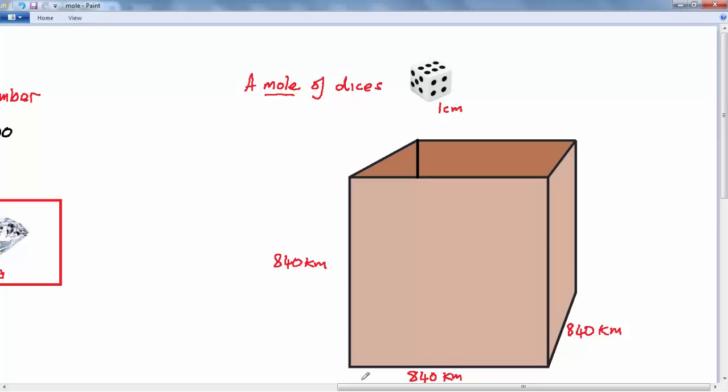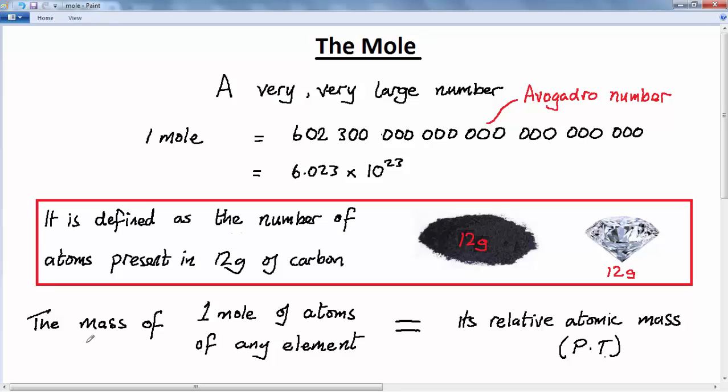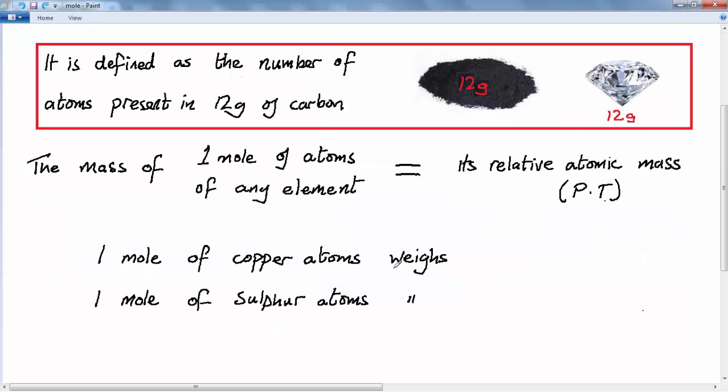So the mole is really a very big number, and it is defined in this way so that we can say that the mass of 1 mole of atoms of any element in the periodic table is exactly equal to its relative atomic mass. That's to say, 1 mole of copper atoms will weigh, you look on the periodic table, find its relative atomic mass, and that will be 63.55 grams.